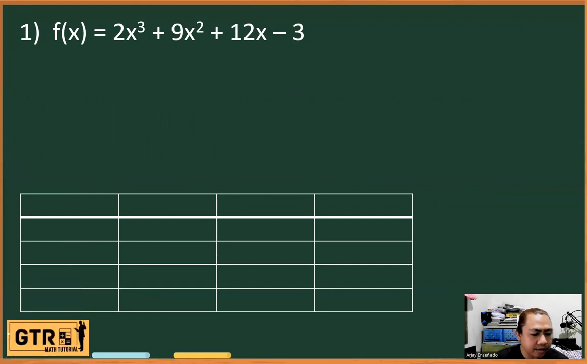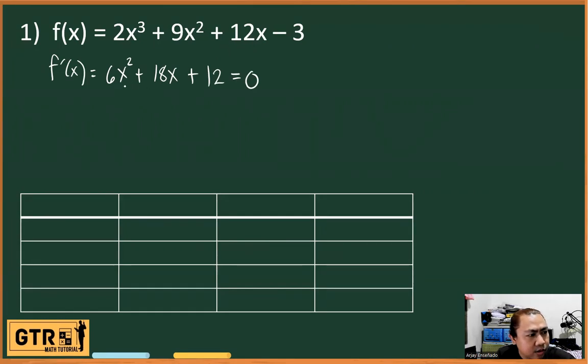First step in finding the interval where the function is increasing or decreasing is to get the derivative. So f prime of x equals, just use the power rule. We have 3 times 2, so that is 6. Then subtract 1 from the exponent, so we have 6x squared plus the derivative of 9x squared, so we have 2 times 9, that is 18. Subtract 1 from the exponent, so we have 18x plus the derivative of 12x, which is just the constant 12, and the derivative of negative 3 is 0. Then equate to 0.